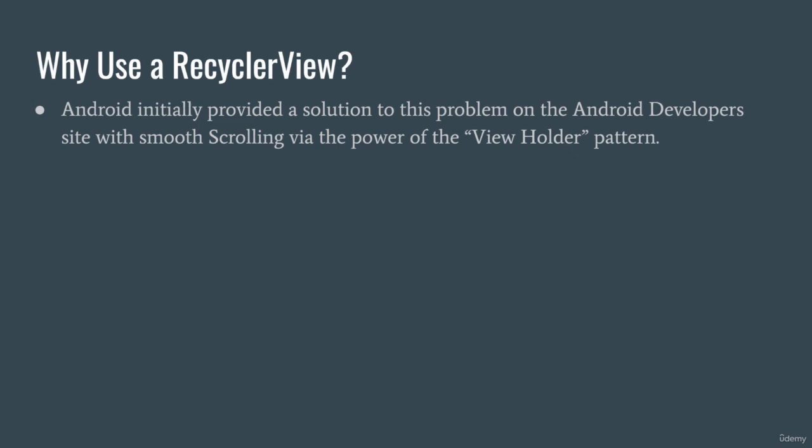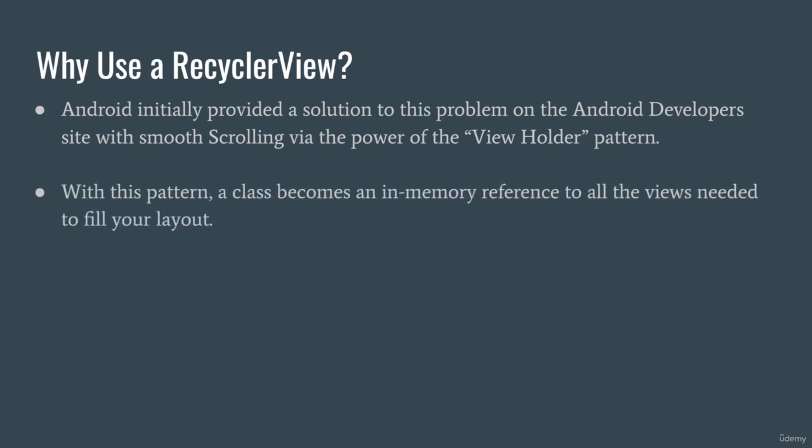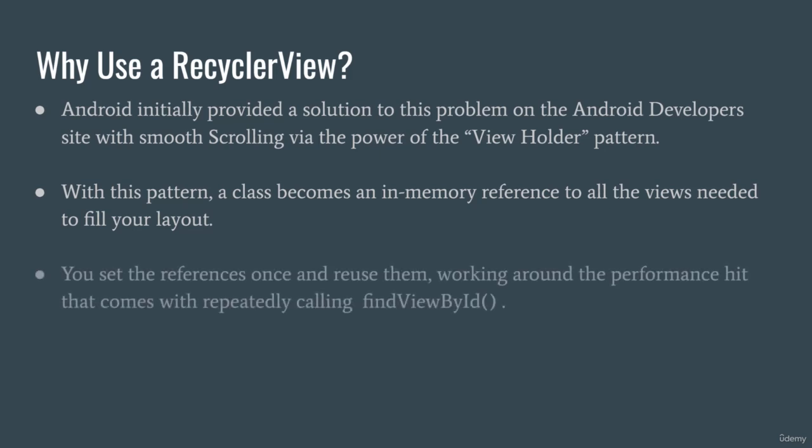Android initially provided a solution to this problem on the Android developer side with smooth scrolling via the power of the view holder pattern. And with this pattern, a class becomes an in-memory reference to all the views needed to fill your layout. You set the references once and reuse them, working around the performance hit that comes with repeatedly calling this findViewById.